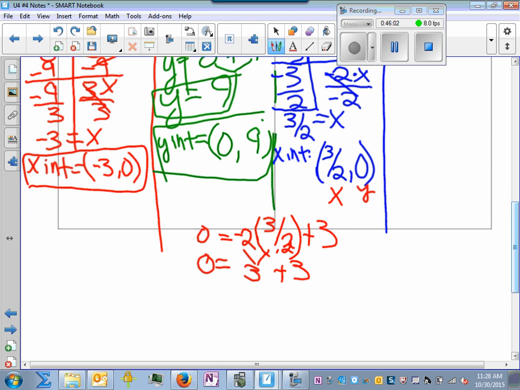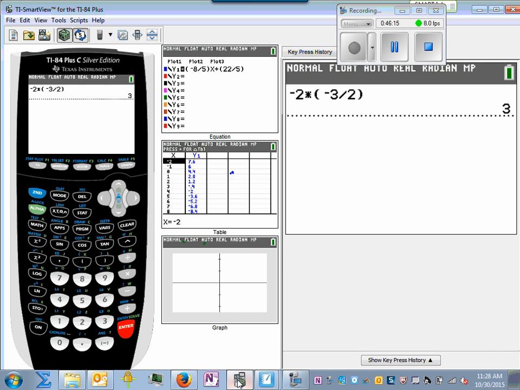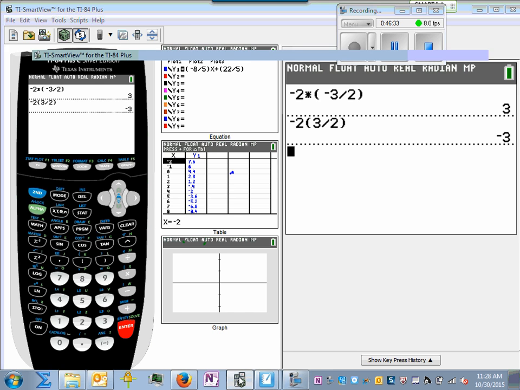This is why it is so important to show our work. If we hadn't shown our work, it wouldn't have been as easy to figure out where we went wrong. But because I showed all my work, it was very easy to see. So I'm going to go to my calculator. This time I'm going to make my negative 2 being multiplied by a positive 3 divided by 2. Remember, fractions always go in parentheses when you enter them. And I get a negative 3 this time.